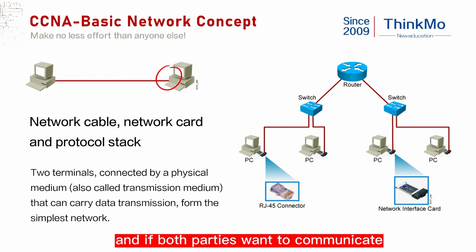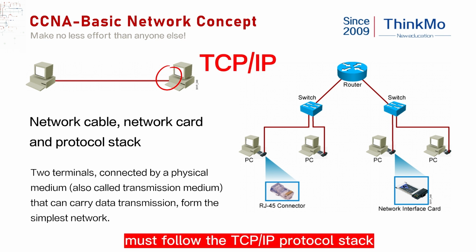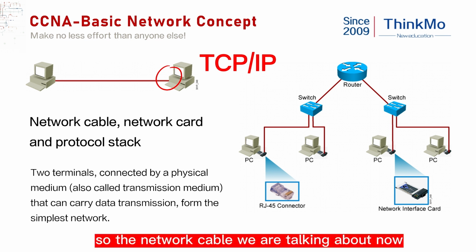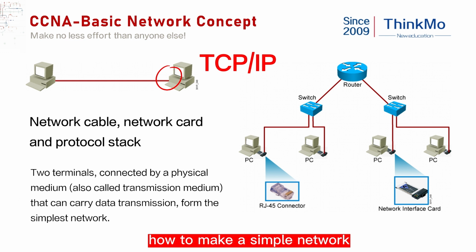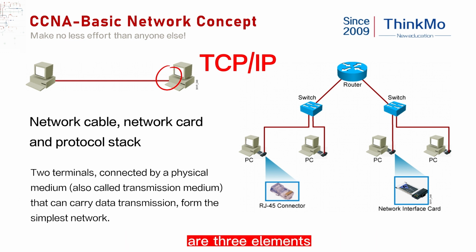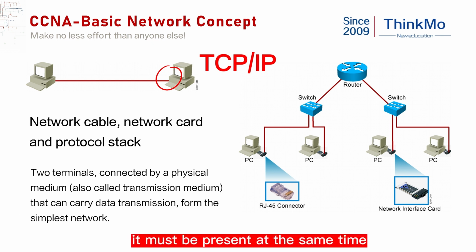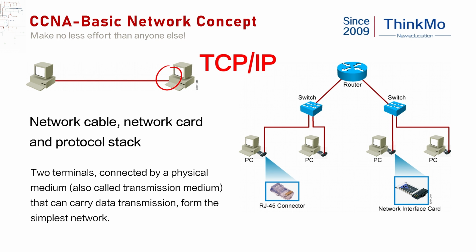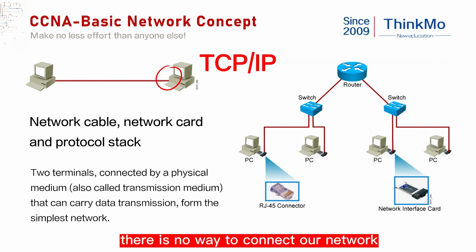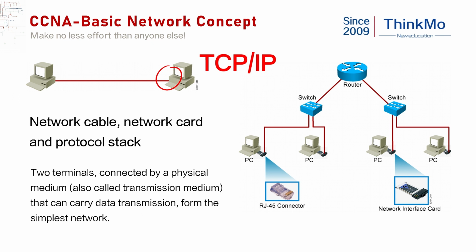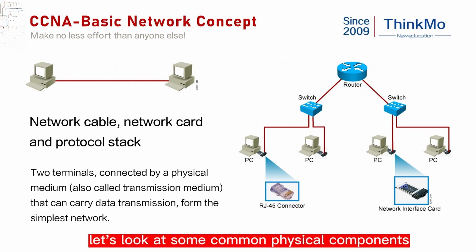And if both parties want to communicate, they must follow the TCP/IP protocol stack. So the network cable we are talking about now: how to make a simple network? The network cable, the network card and the protocol stack are 3 elements that are indispensable. Please pay attention: the NIC and our protocol stack must be present at the same time. Otherwise, there is no way to connect our network. Simple network.